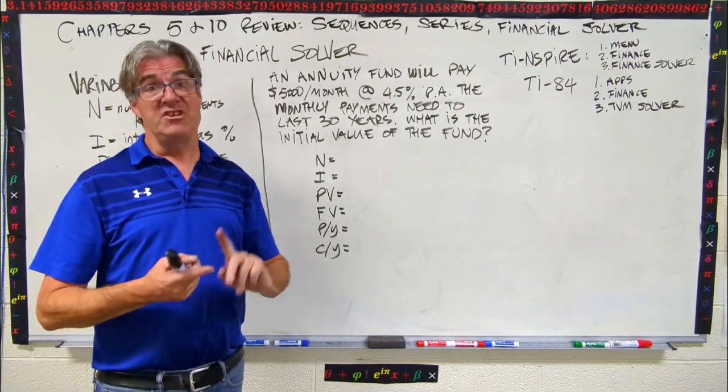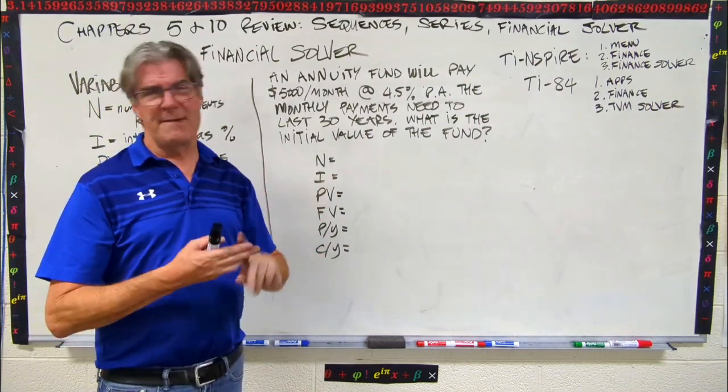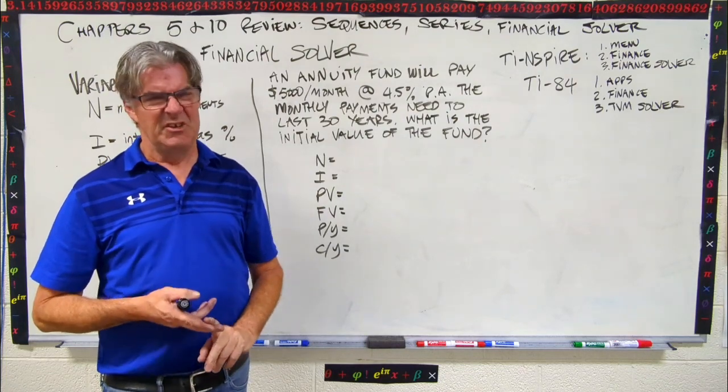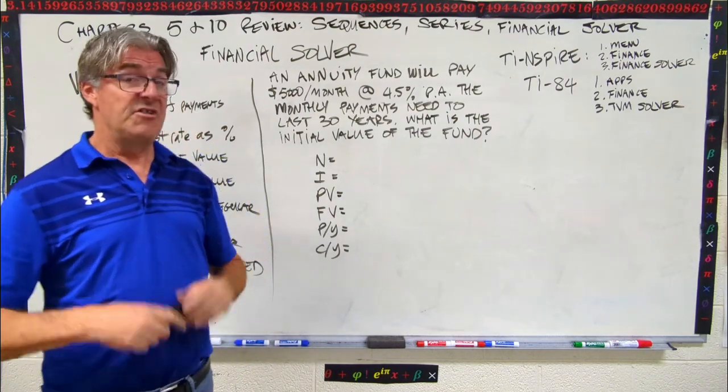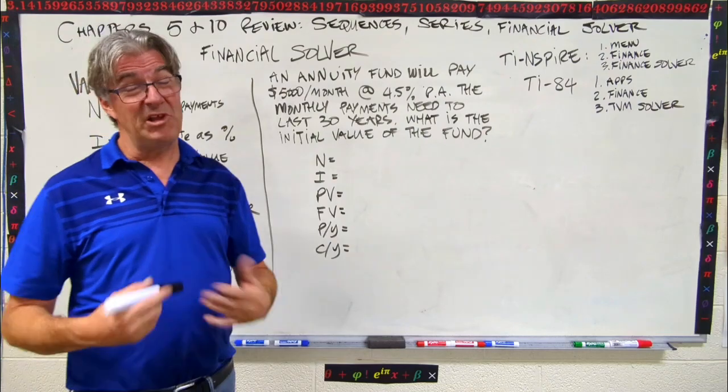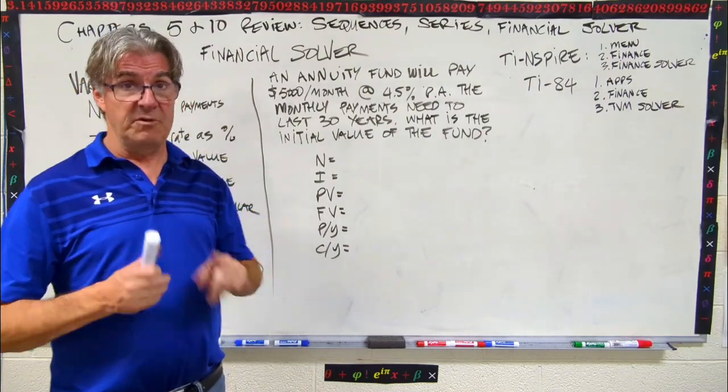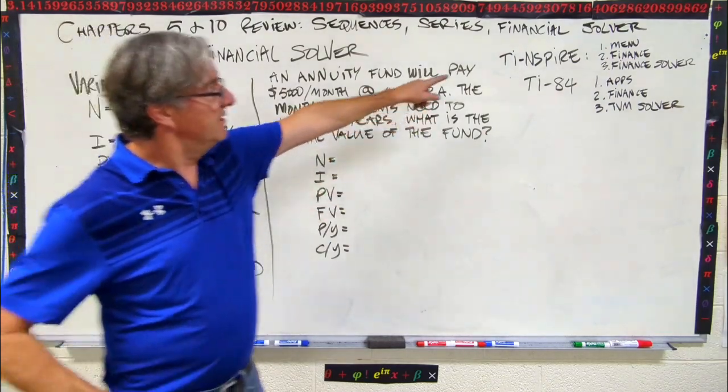Okay, the last topic we covered in these chapters was using the financial solver to answer complicated financial annuity and amortization type questions. So I think we're going to do a couple of those right here. The hardest part of that was figuring out where to plug your numbers into the calculator. So before we start, I want to mention, here's two little bits.